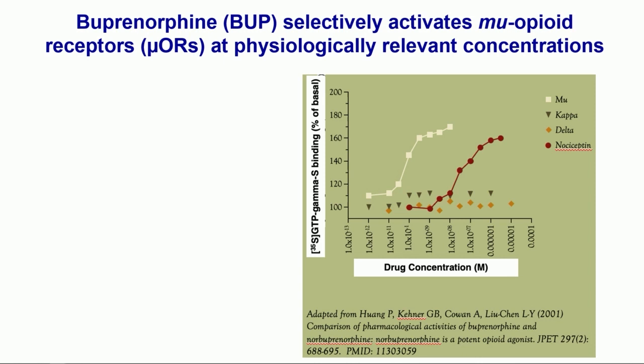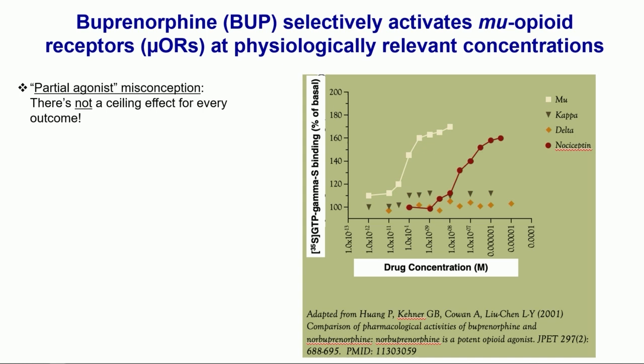This is an in vitro study of the ability of buprenorphine at different concentrations to activate four different receptor subtypes: mu, kappa, delta, and nociceptin receptors, or orphanin receptors. And we normally hear in the literature that buprenorphine has different pharmacological attributes. So the curve on the left, in sort of cream, shows the classic partial agonist action. The y-axis is the ability of buprenorphine to stimulate G-protein coupled receptors and activate intracellular signaling pathways.